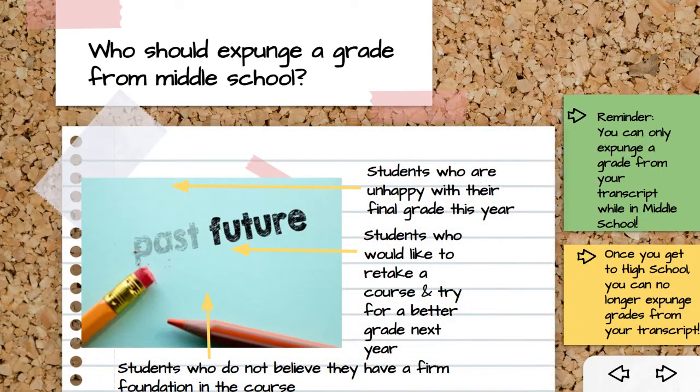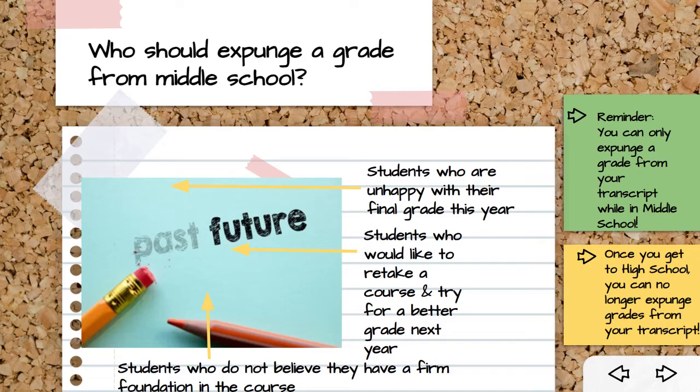So the question is, as a middle school student, who should expunge a grade? Number one, students who are unhappy with their final grade this school year. I had students from term one who expunged a C in Algebra 1 Honors because they knew that they could get much better than a C. So they chose to expunge the grade, which took it off the transcript, which made it look like it never happened. They are now scheduled to take Algebra 1 Honors in summer school, and their hope is that they make an A in it, which will bring up their grade point average.